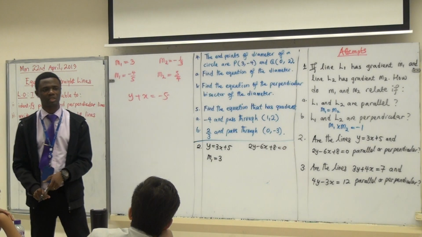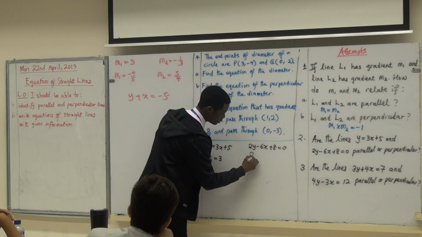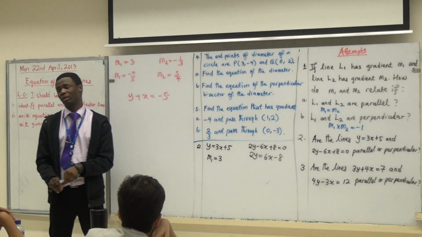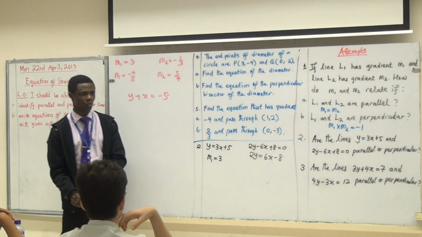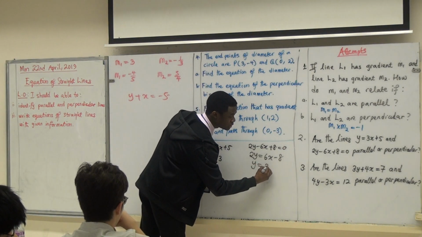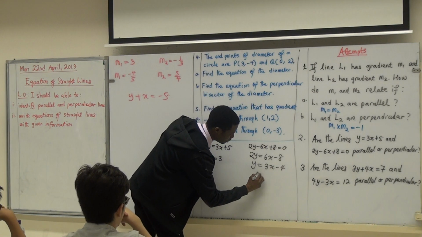Then I do what Justin said, make y the subject, which I believe everybody remembers. 2y will be 6x minus 8, am I right? Have I made y the subject yet? No. What do I do next? Divide by 2, then y will be 3x minus 4. From here, I can get my second gradient.